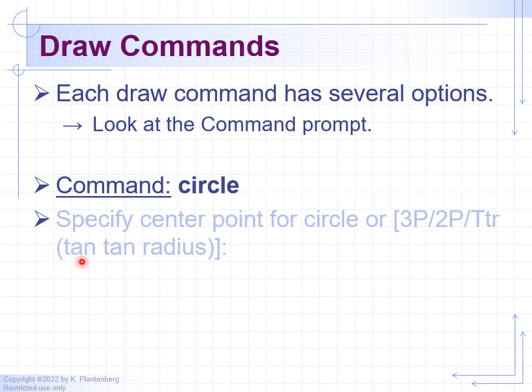So it means tangent, tangent, and radius. For example, if you want to fit a circle between 2 lines, you can say I want it to be tangent to one line, tangent to the second line, and have this radius, and AutoCAD will generate a circle that has all of those characteristics. The textbook will go into more detail on these various options, but keep in mind they're always available here at the command prompt.